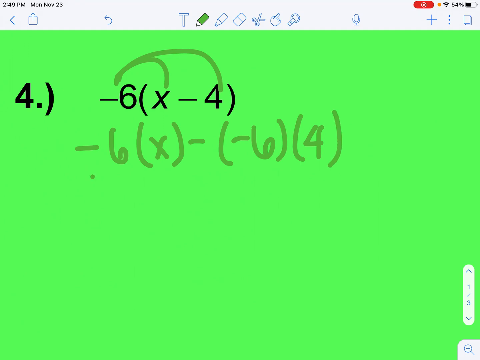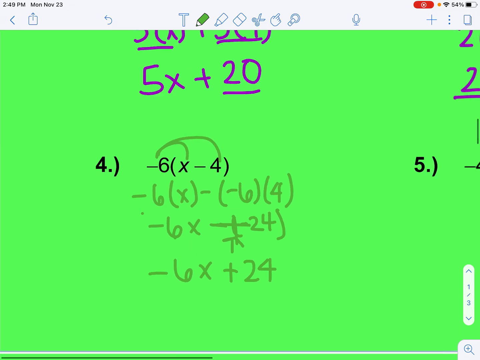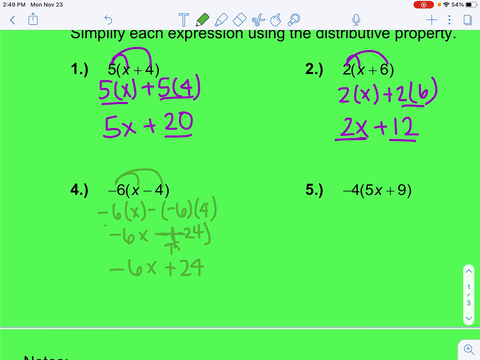Alright, so I have negative 6 times x, which just gives me negative 6x, minus negative 6 times 4 is a negative 24. And then one thing I want to note is that if I have 2 negative signs right next to each other, like right up here, that's really a plus. So I could rewrite this to look nicer, negative 6x plus 24. And that's the exact same thing.